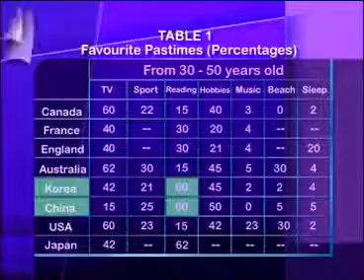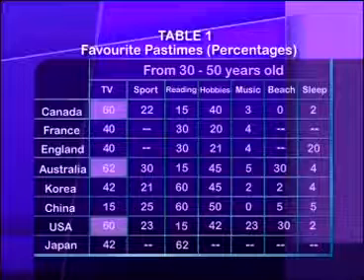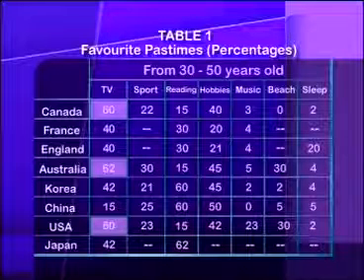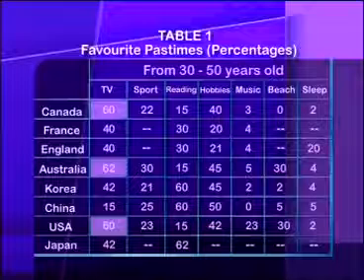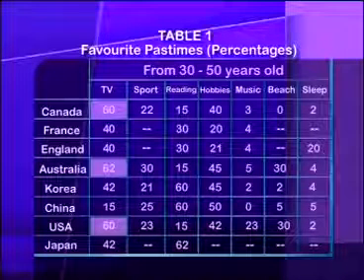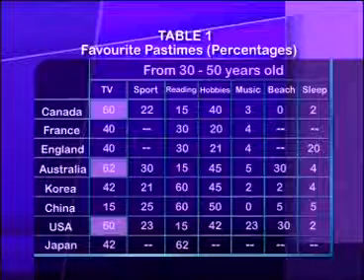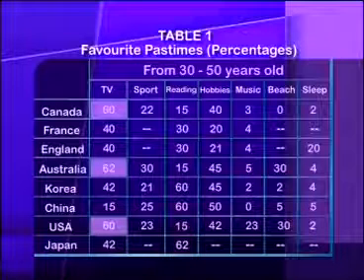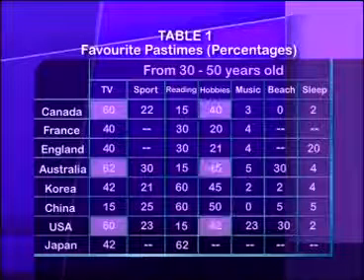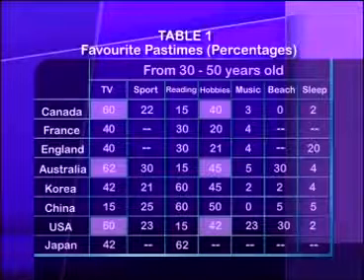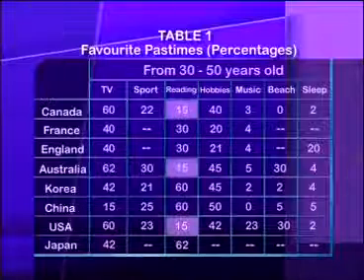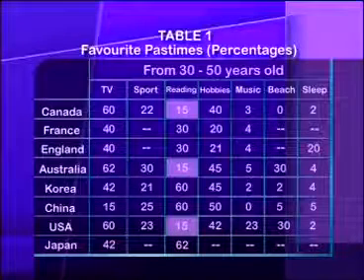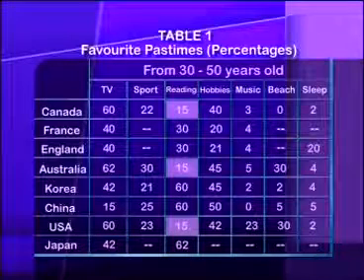Then we could say, as we can see from the table, the percentage of people watching TV in the USA, Australia and Canada is approximately 60%. In these three countries, hobbies are also popular. Interestingly, the percentage of people who like reading is quite low at approximately 15%.